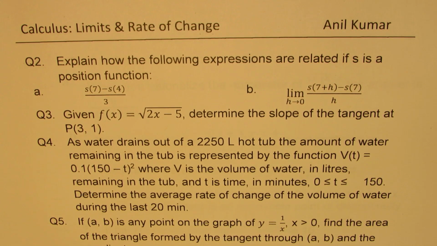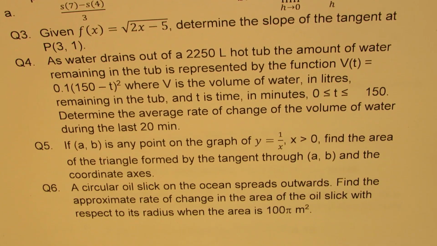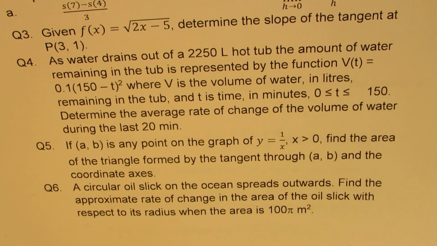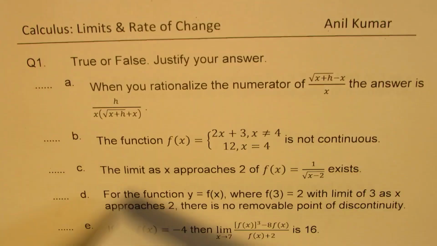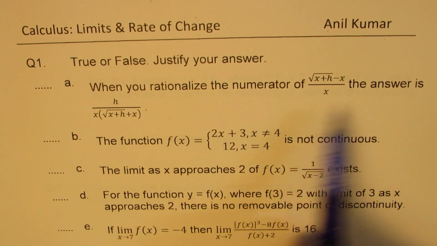So these 6 questions will help you really understand all the concepts, and I hope you find them interesting and useful. Now let's see how to solve them one by one. Question number 1. It is a true or false, but we need to justify our answer. When you rationalize the numerator of square root x plus h minus square root x over x, the answer is this.